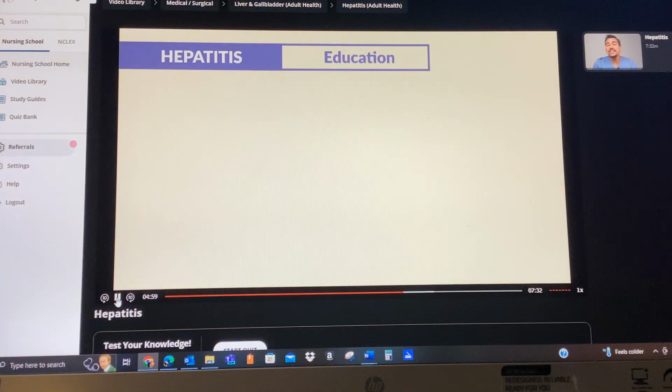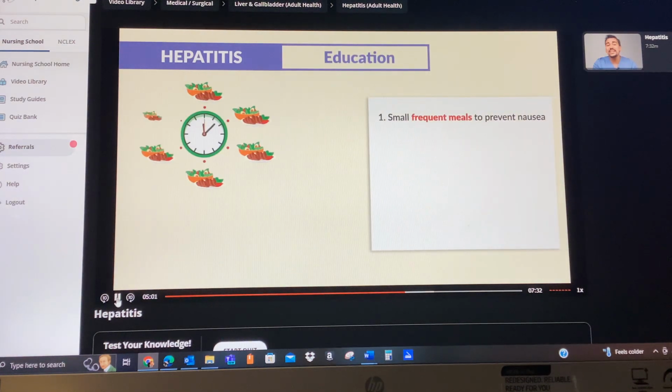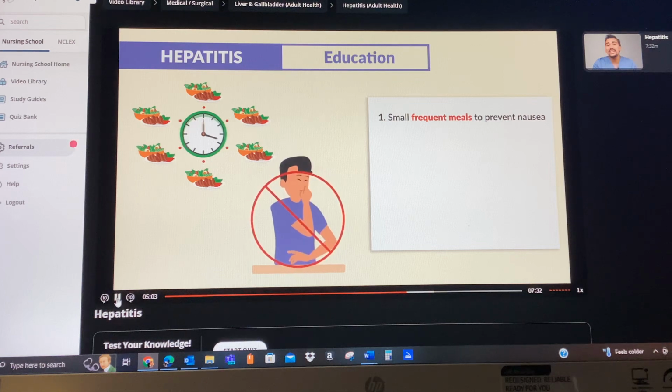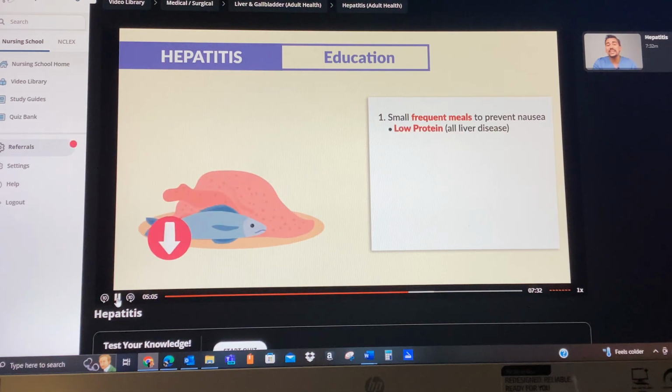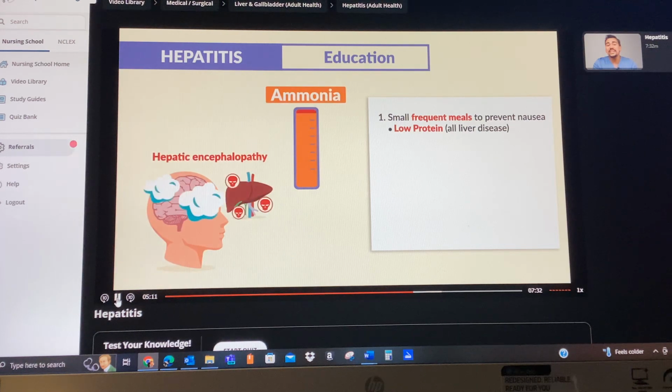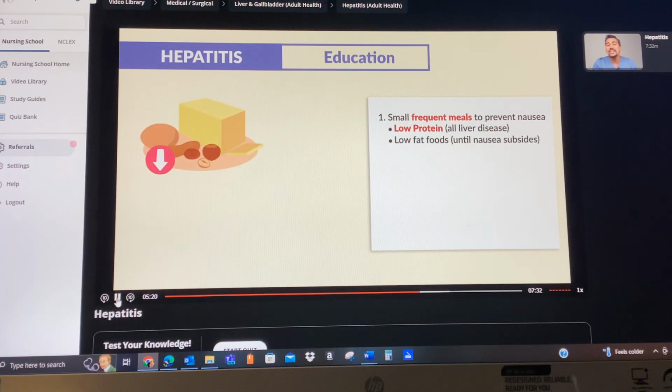Now in terms of education, we do small, frequent meals to prevent nausea. This includes low protein to all liver disease patients to decrease that ammonia level in the blood, which can lead to hepatic encephalopathy, that cloudy brain, which we cover in detail in the cirrhosis lectures. And we also teach low-fat foods until the nausea subsides.